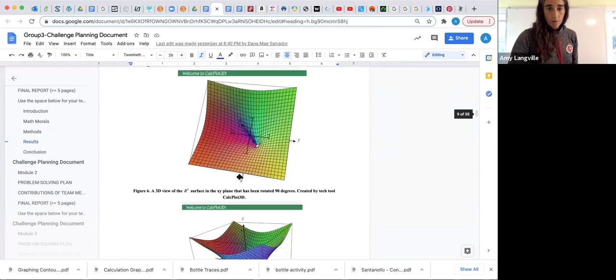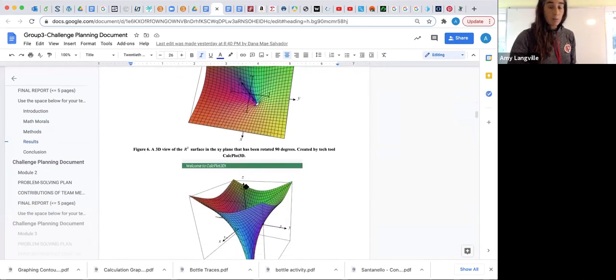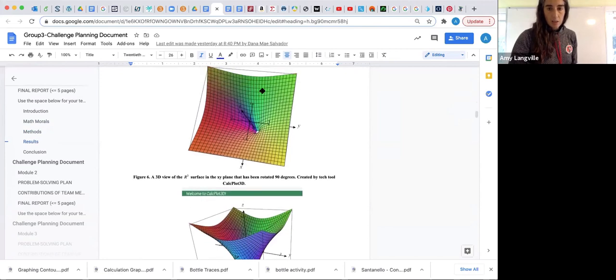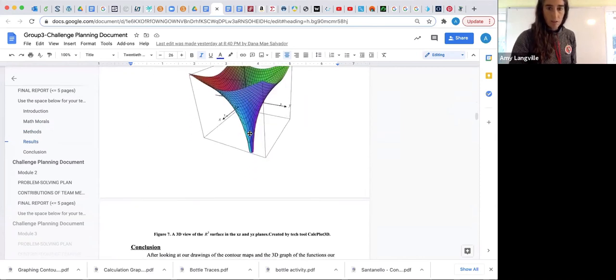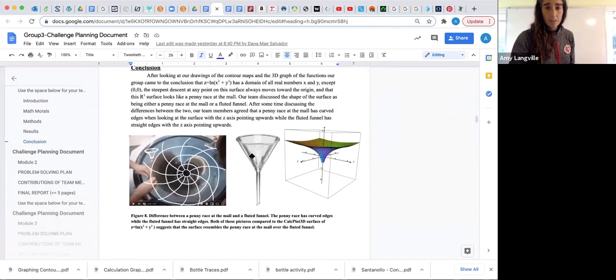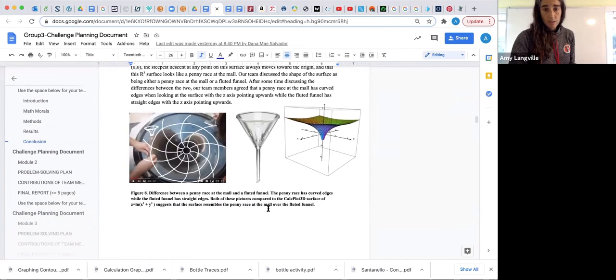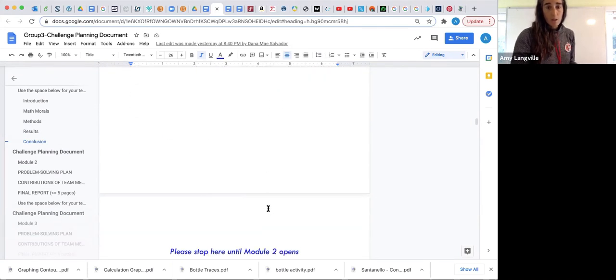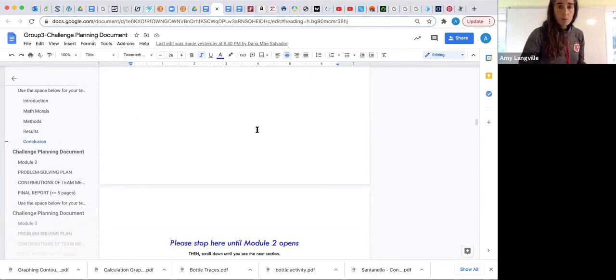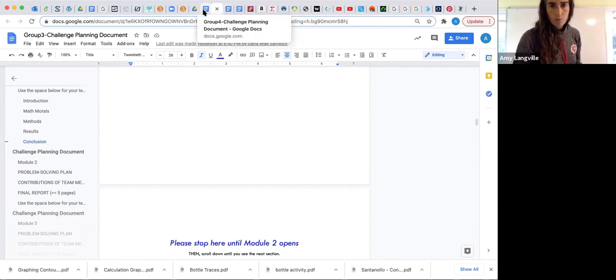And then for their final, they mix this in with some CalcPlot 3D. Again, getting the angles on these, you might do better, just in general as a tip for the whole class, using the arrows in CalcPlot 3D rather than the mouse pad. And then again, finding some nice pictures online of the penny race and the fluted one, and they talked about the differences between those. So excellent discussion. The next one I want to point out is group 4.